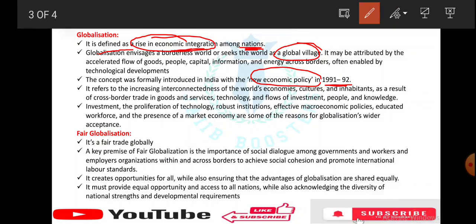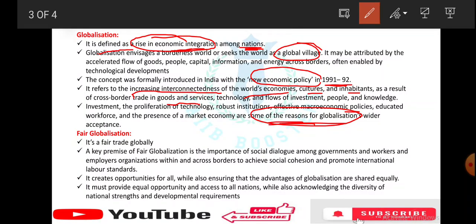Globalization refers to the increasing interconnectedness of the world's economies, cultures, and inhabitants as a result of cross-border trade in goods and services, technology, and flows of investment, people and knowledge. Investment, the proliferation of technology, robust institutions, effective macroeconomic policies, an educated workforce, and the presence of a market economy are some of the reasons for globalization.